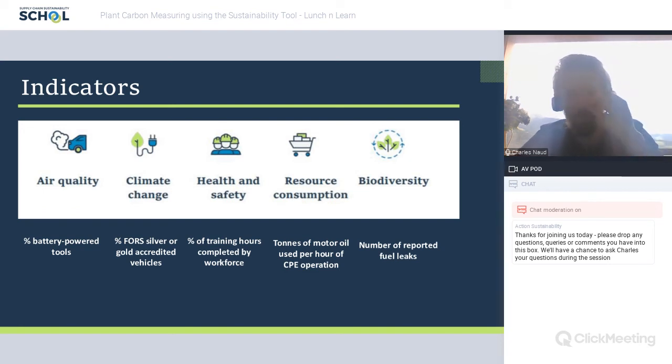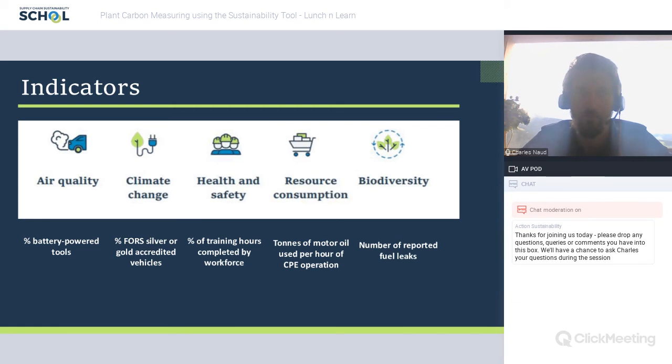So there you go. Number of reported fuel leaks. Really here, I'm suggesting an indicator that's an absolute indicator. It's not a percentage. So if I told you 1, you might not know whether that's a lot or not.